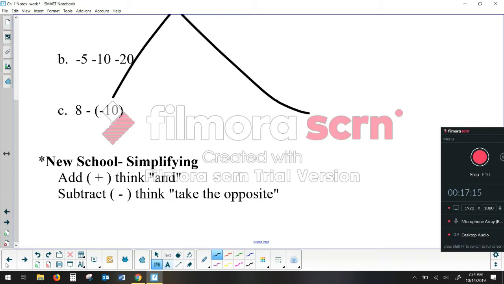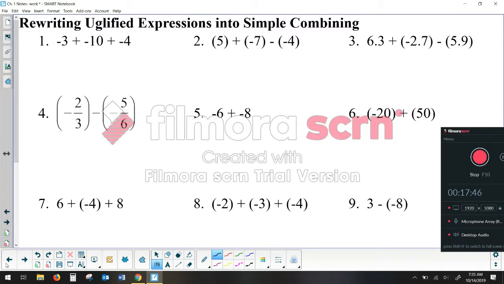Okay, so what we are going to talk about is our new school thinking. We're simplifying expressions. When you see the word add or your plus sign, I want you to think the word and. You're taking 7 and 10. When you're seeing subtraction or that minus sign, I want you to take the opposite. Taking that opposite. All right?